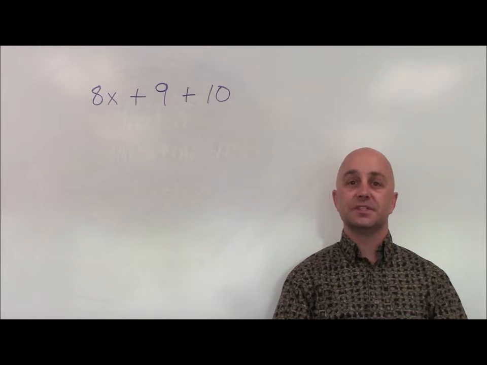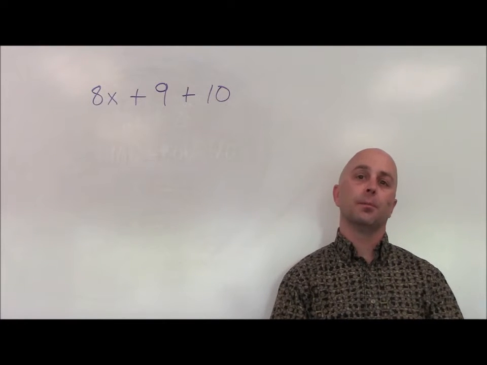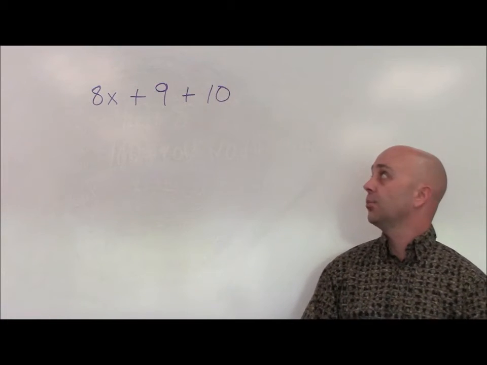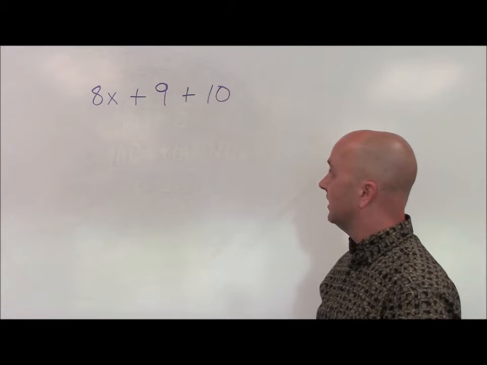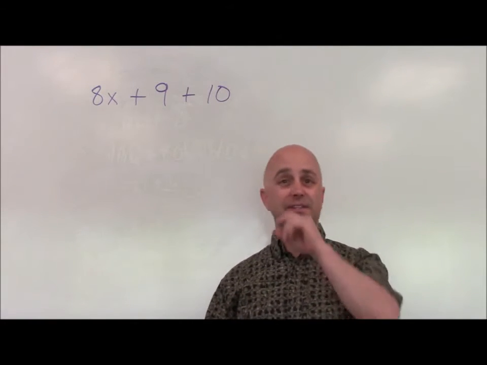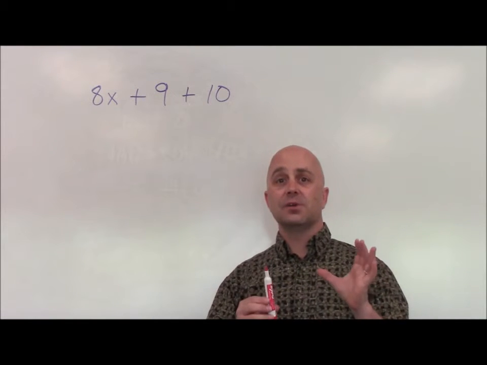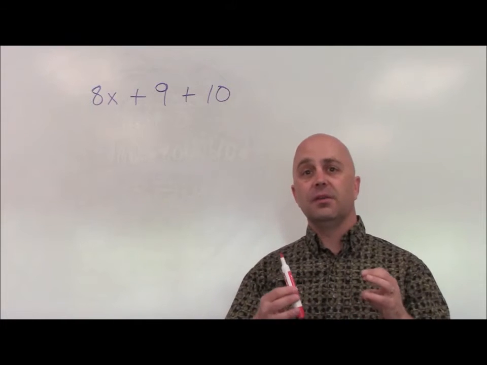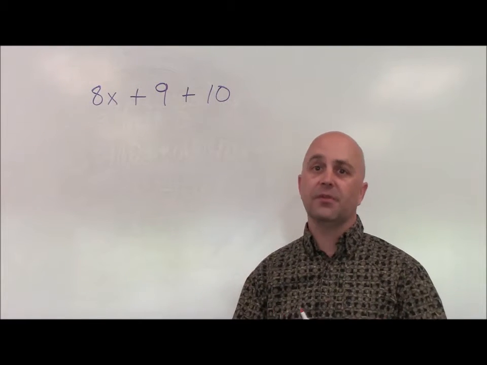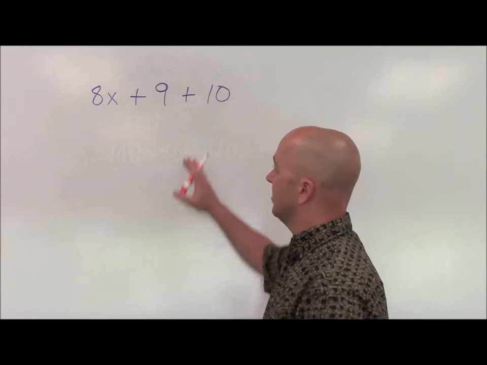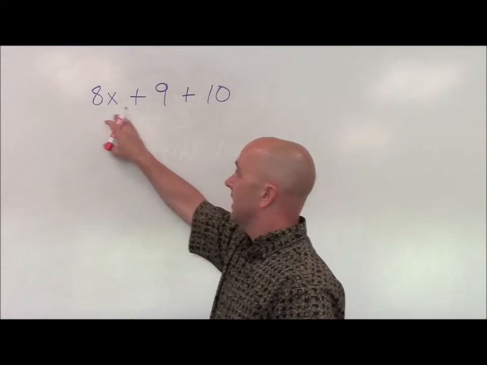So this video is designed to help you with an idea called combining like terms. On the board I have an example, 8x plus 9 plus 10, and as you look at that, what you're thinking is, are there any things that are alike? Is there anything that has the same kind of features? Is it numbers? Is it variables with the same exponent? Things like that.